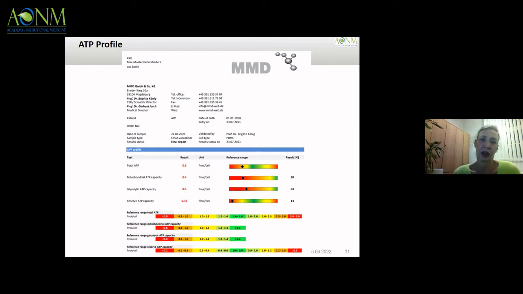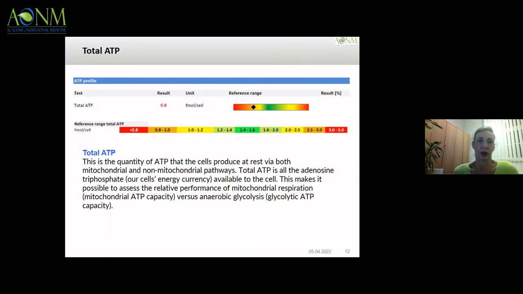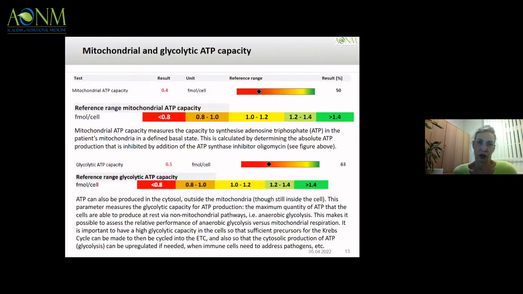So this cell is nearly in the exhausted state. And if you look at the reserve ATP capacity, you have 13% of the total ATP. That means that the cell is no longer able to produce ATP in other ways. So it's really on a bad way. It's exhausted. So you have to do a lot of therapeutic approaches so that we overcome this.